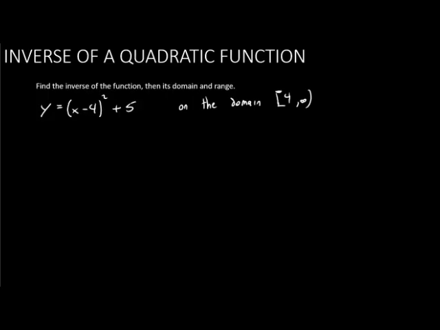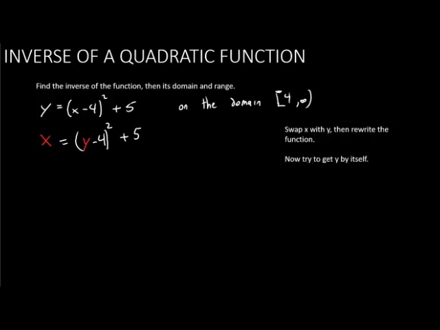We'll start with finding the inverse function, and our first step will be to swap x with y and rewrite the function. So where y is, we're going to say x instead, and where x is, we're going to say y instead. The rest of the function will not change. Next, we're going to try to get y by itself.